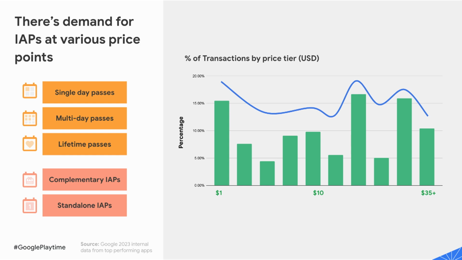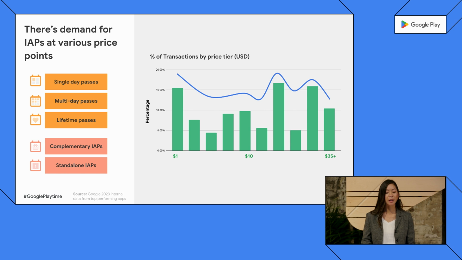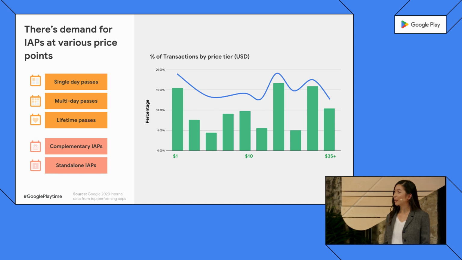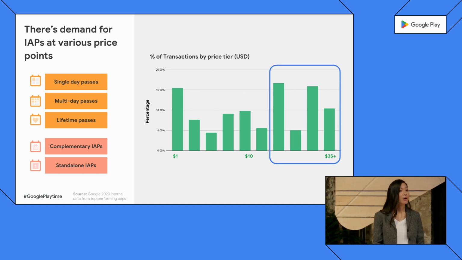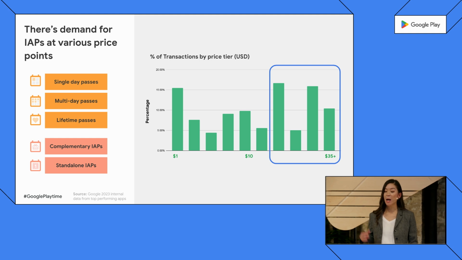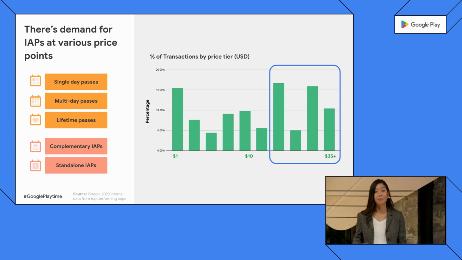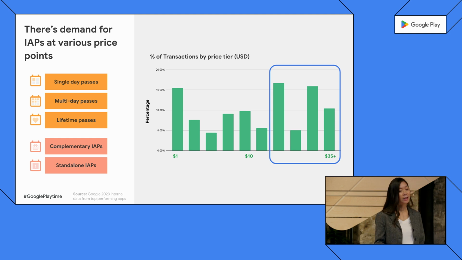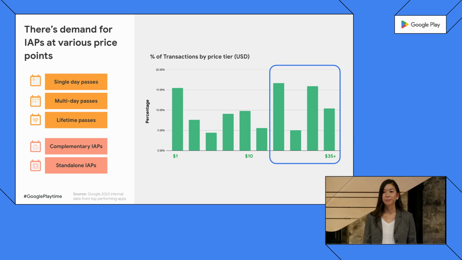The chart shows that IAPs do not need to be low cost. The x-axis shows the price points from $1 to $35 or more, and the y-axis shows the percent of transactions for each of those price points. In top-performing apps, there's a meaningful number of transactions at the dollar price point. However, 40% of transactions are from higher-priced IAPs, above the $15 mark. This suggests that there's demand and willingness to pay at various price points.